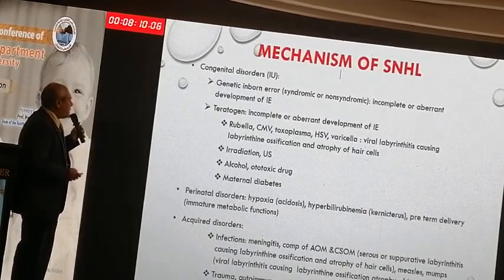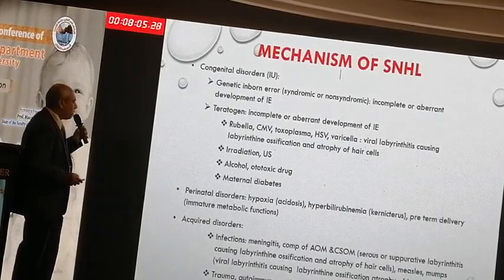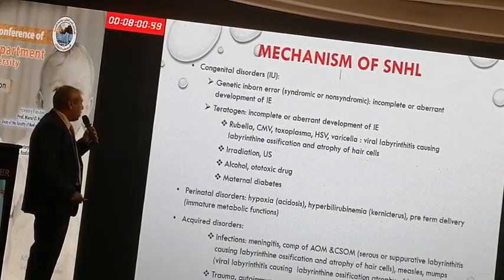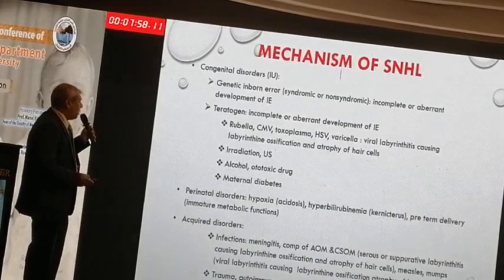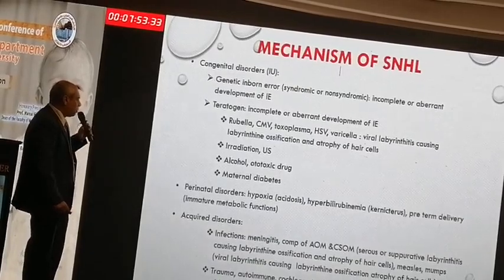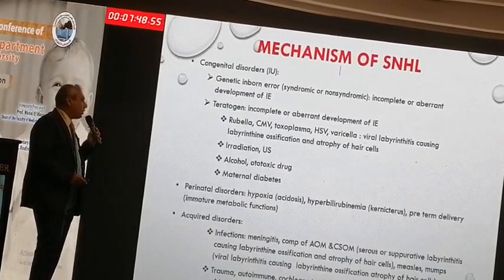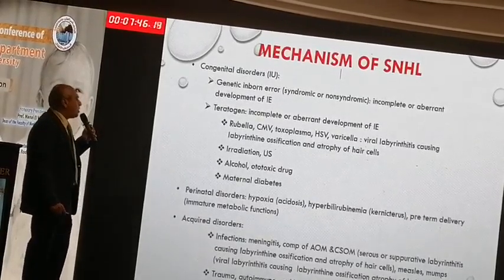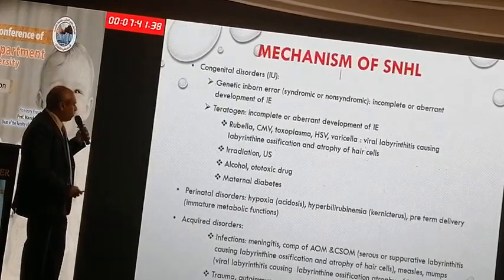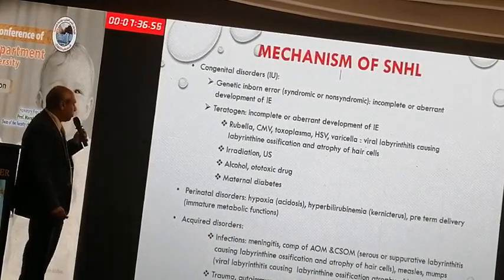Perinatal disorders: we have hypoxia, acidosis, hyperbilirubinemia, and preterm delivery, with immature metabolic functions. Acquired disorders, in case of infections like meningitis or complication of acute and chronic otitis media, cause either serous or suppurative labyrinthitis with subsequent ossification and atrophy of the hair cells. Measles and mumps virus cause viral labyrinthitis with subsequent ossification. Trauma, autoimmune disease, or cochlear sclerosis also cause ossification and atrophy of the hair cells.